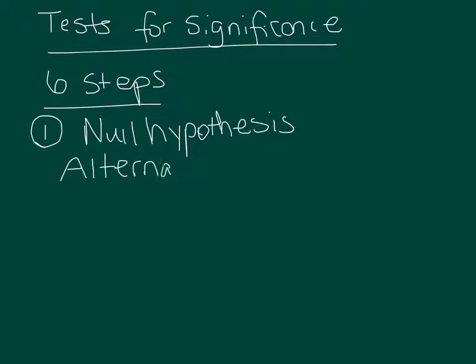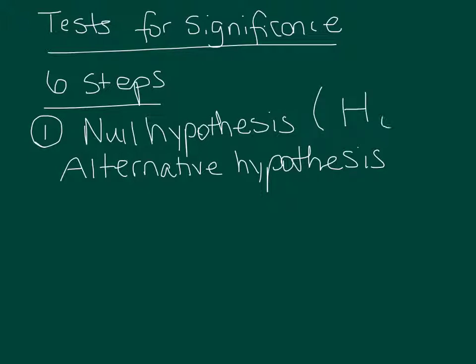So the idea here is that the null hypothesis is always written as H naught. Naught is like a little null, a symbol for that. And then HA is your alternative hypothesis. And the idea here is that H0, or H naught, is what you assume to be true.